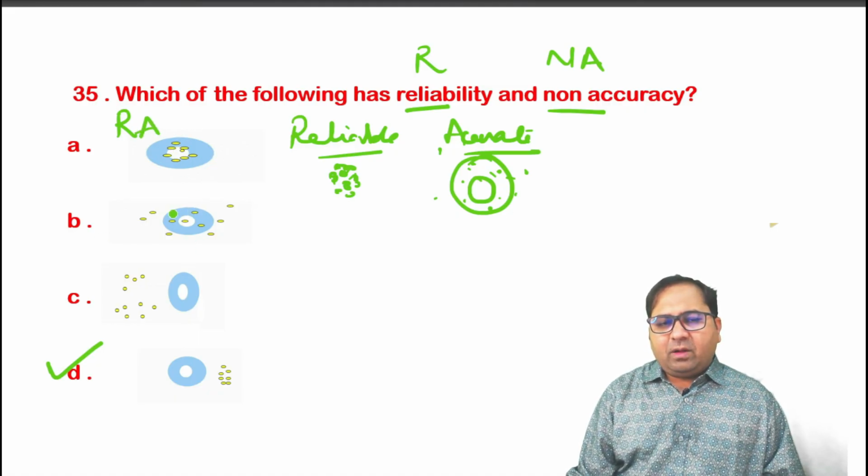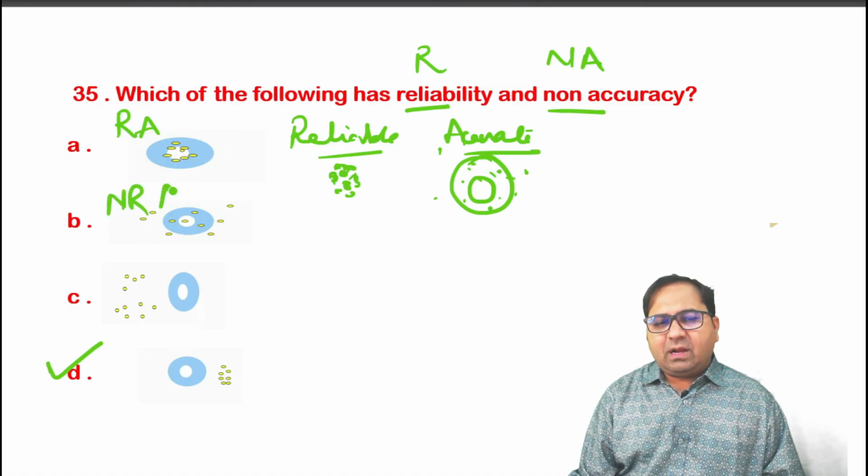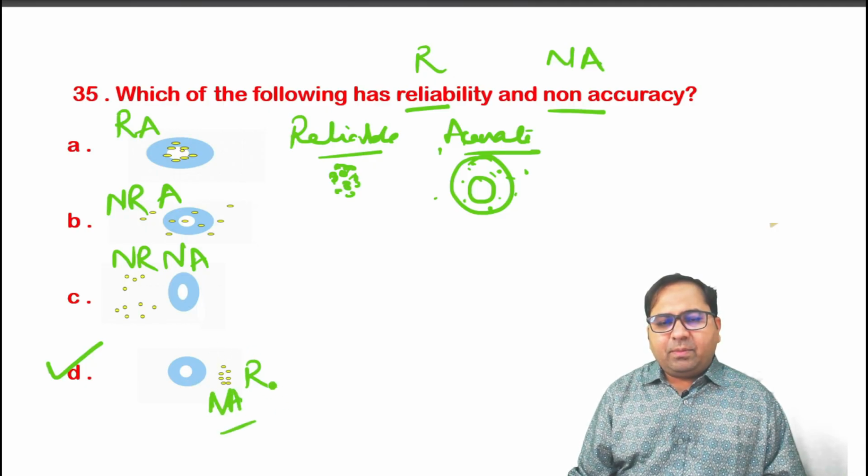Second picture, all the shots are discrete, so it is not reliable, but still they are touching the circle, so therefore they are accurate. Third one, all the shots are away and discrete and none of them is touching, so because they are discrete, they are not at one place, they are not reliable, and because they are not touching any part of the bullseye, it is not accurate. And the fourth figure, because all the shots are at one place, it is reliable, and because they are not touching any part of the bullseye, it is not accurate. Okay, so reliable and not accurate. Here comes our answer for this question.